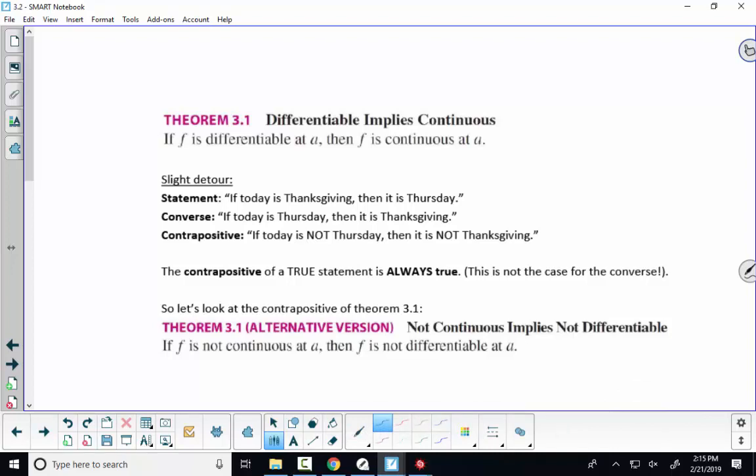So the last thing we're going to talk about in this section is relating the idea of where a derivative exists to the idea of continuity. The theorem says that if f is differentiable at a, what does differentiable mean again? The derivative is defined at a. So if we can define a derivative at an x value a, then f is continuous at a. So differentiability at a point implies it's continuous at a point.